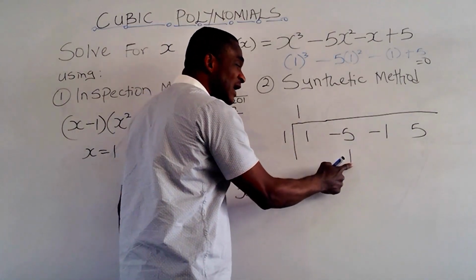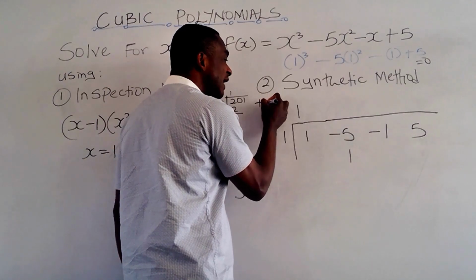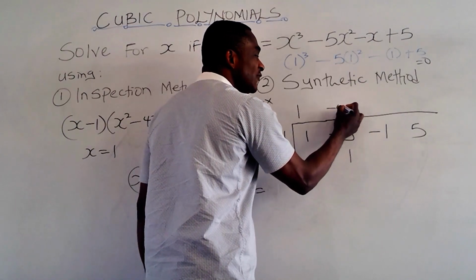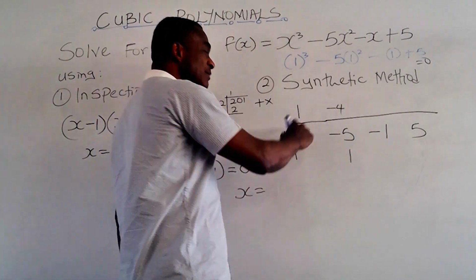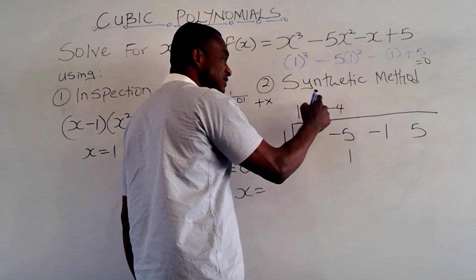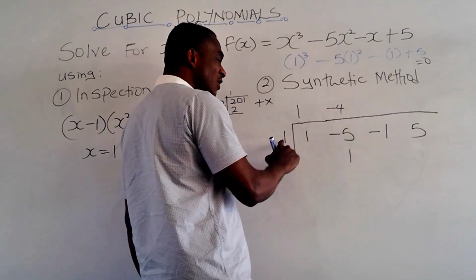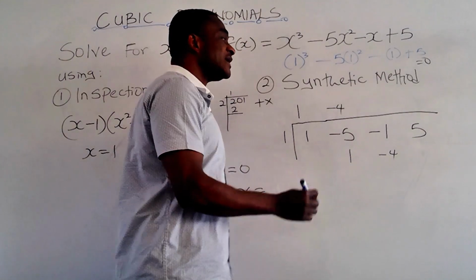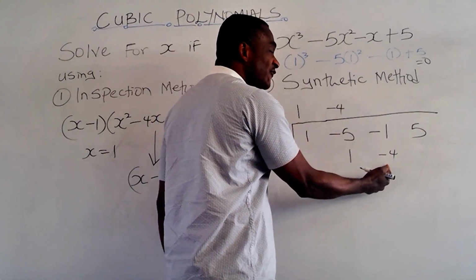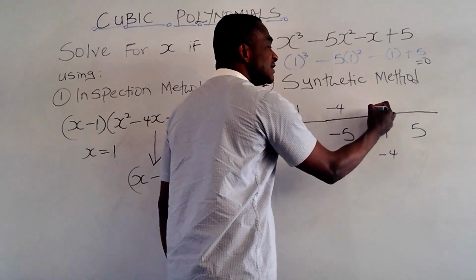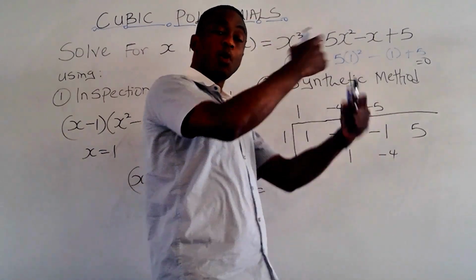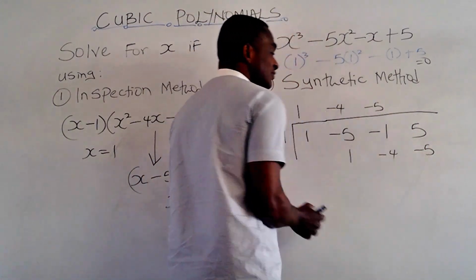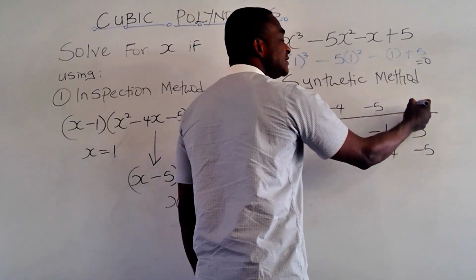And then we go to the next one, we add again. 1 plus -5 will give us -4. We multiply again. -4 times 1 is -4. We write it here. Then we add. -4 plus -1 is -5. We multiply again. 1 times -5 is -5. -5 plus 5 is 0.